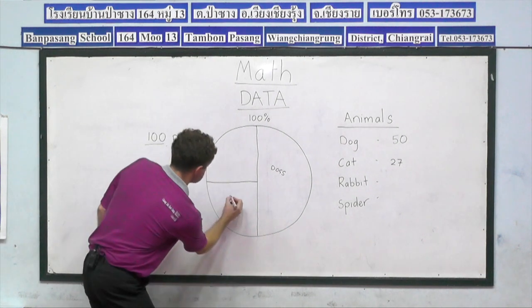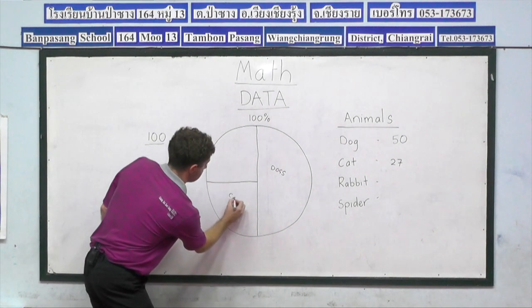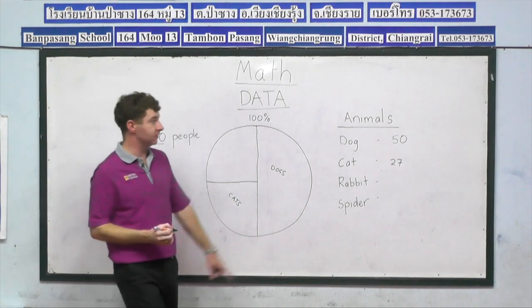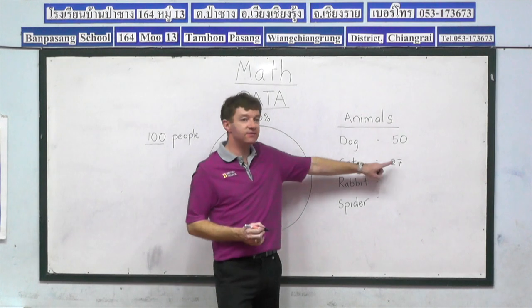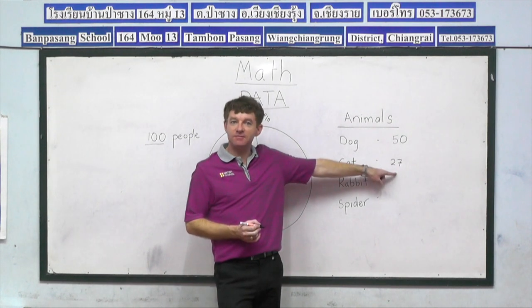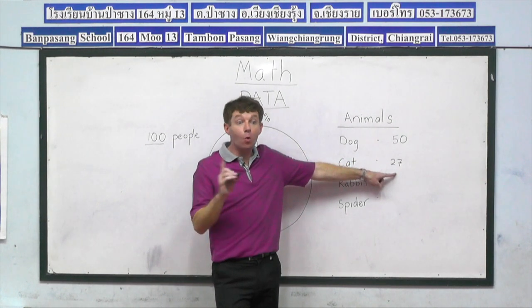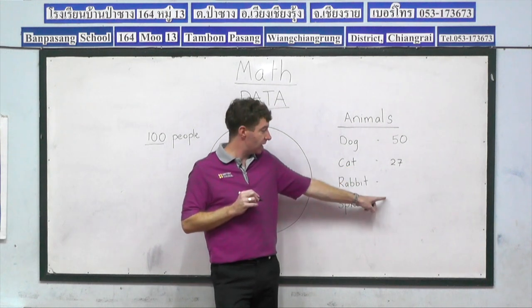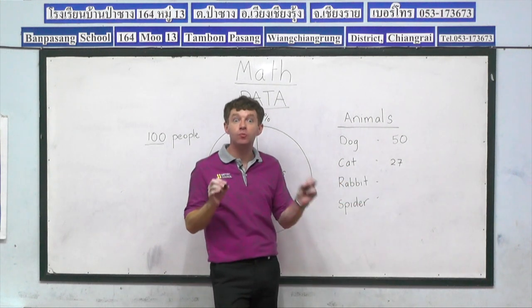So now, cats. C-A-T-S. Okay, that means 50 plus 27, 77 people already. We only have 23 people left. So the final two animals must be 23.